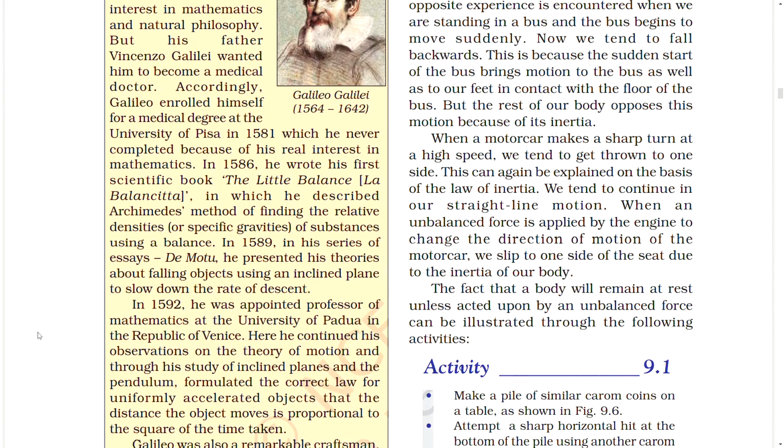When a motor car makes a sharp turn at a high speed, we tend to get thrown to one side. This can again be explained on the basis of the law of inertia. We tend to continue in our straight line motion when an unbalanced force is applied by the engine to change the direction of motion of the motor car. We slip to one side of the seat due to the inertia of our body. The fact that a body will remain at rest unless acted upon by an unbalanced force can be illustrated through the following activities.